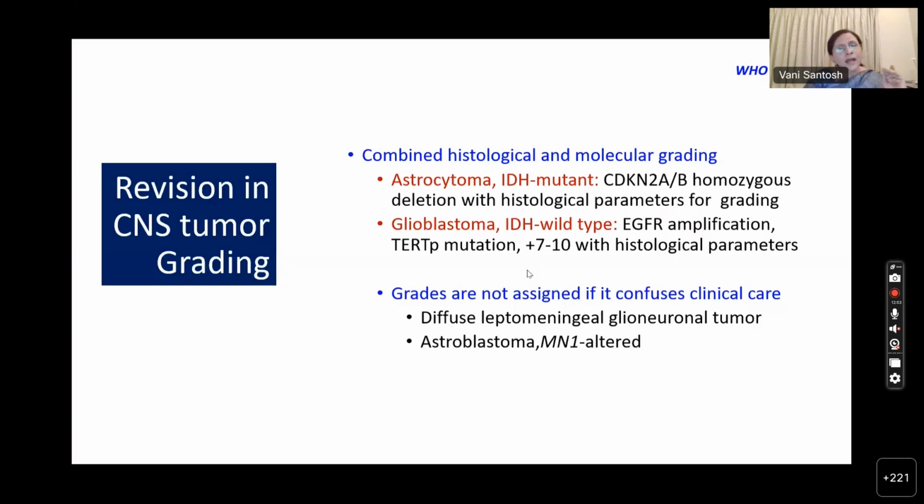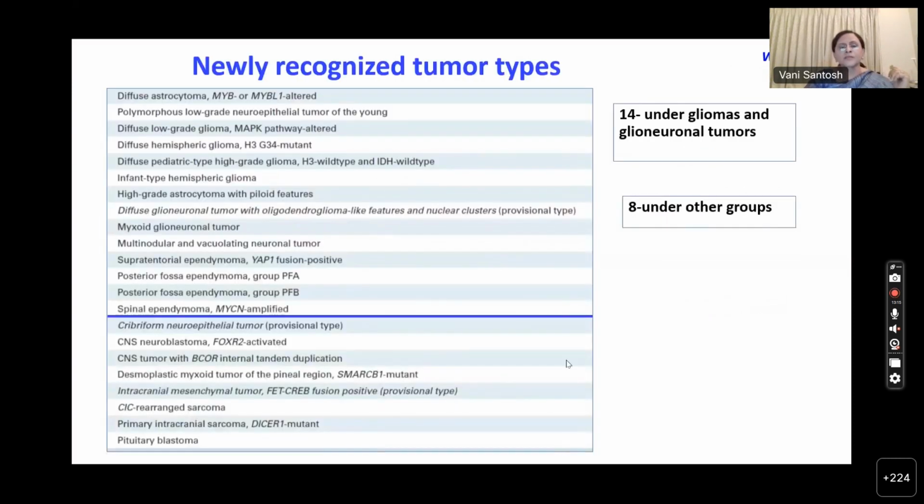And WHO does not assign grades if it confuses clinical care. For example, diffuse leptomeningeal glioneuronal tumor and astroblastoma MN1 altered, they are not assigned any grade by WHO because till now, we do not know exactly how these tumors behave, whether there are subsets of the tumors that behave in a better manner, subsets that do not behave in a better manner. Therefore, a grade is not assigned to these tumors.